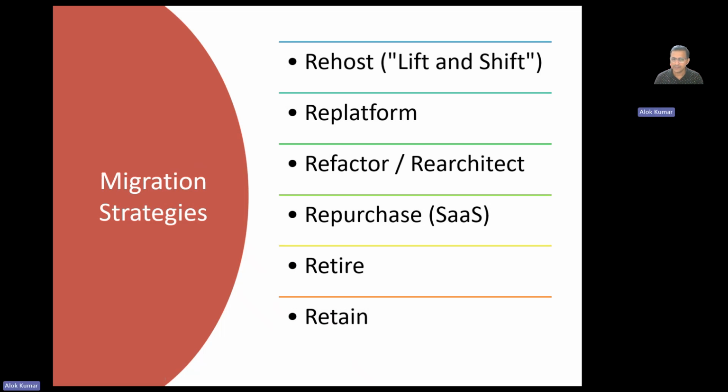There are six different key strategies available for migration from on-premises to the cloud. That means once you're planning to move your workload from on-premises to the cloud, you have six different options available: lift and shift, re-platform, refactor, repurchase, retire, and retain. As the name suggests, lift and shift, or rehost, means you make minimal changes to your existing workload and shift your entire workload to the cloud.